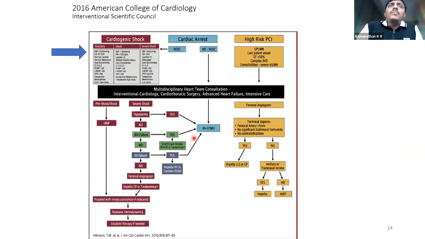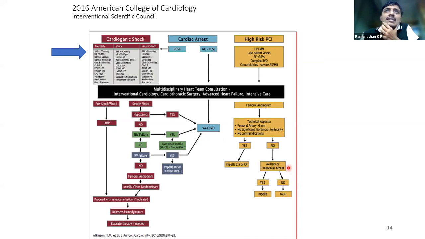Now, I'm presenting the algorithm of the American College of Cardiology, which was published about 5 years back. The main reason I like this algorithm is because of two reasons. One, this was one of those first attempts, I would think.